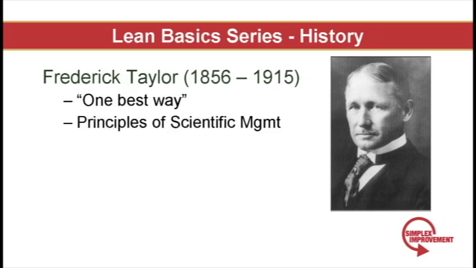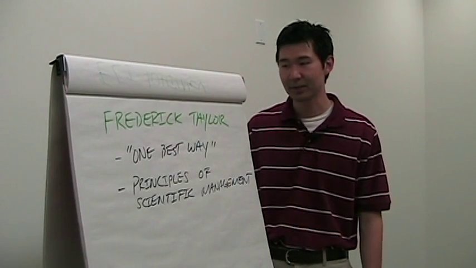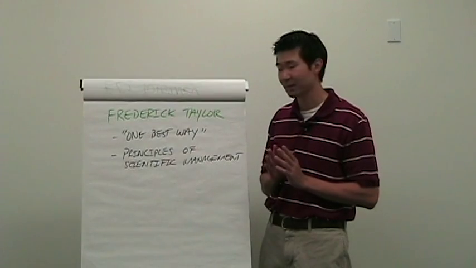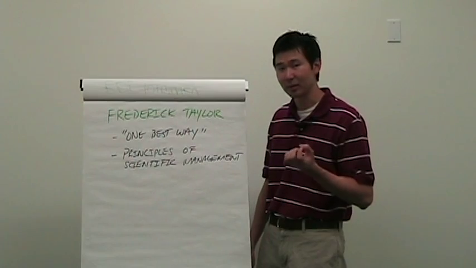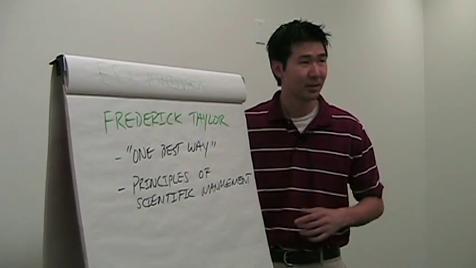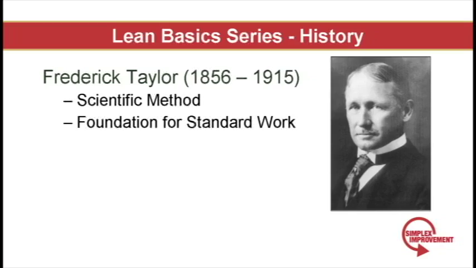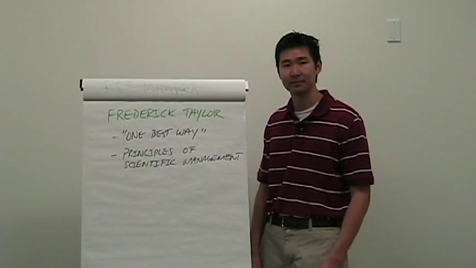Next we have Frederick Taylor, who was a mechanical engineer and one of the first management consultants. He was a big proponent of finding the one best way of performing a task. He was the first to use scientific theory and apply that to management. So he wrote a book called The Principles of Scientific Management. He was the guy that would go on the shop floor and see how everybody was performing a task. He would then use a scientific method to find the single best way to perform that task. So his contribution to Lean was laying the groundwork for standardized work.